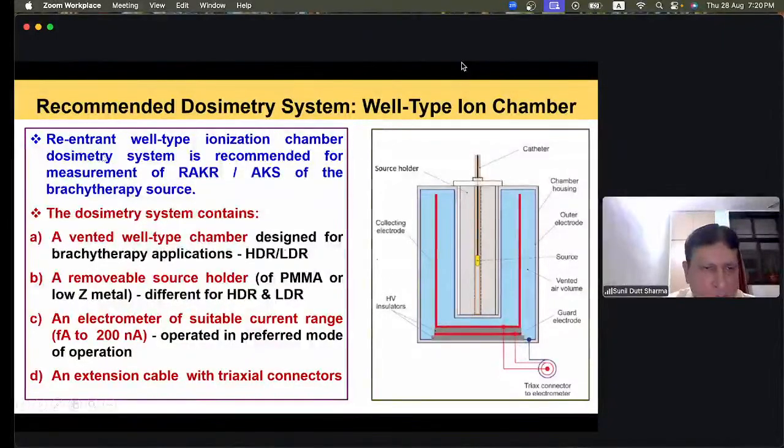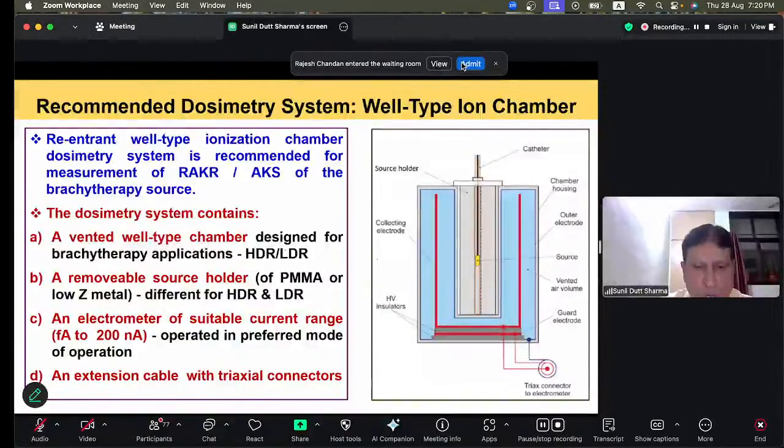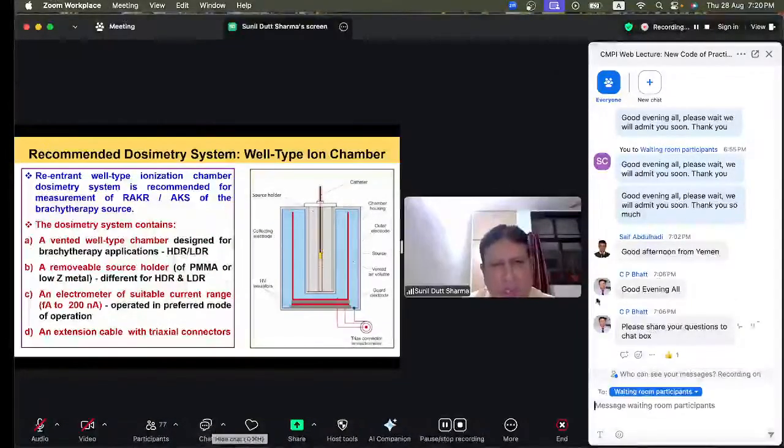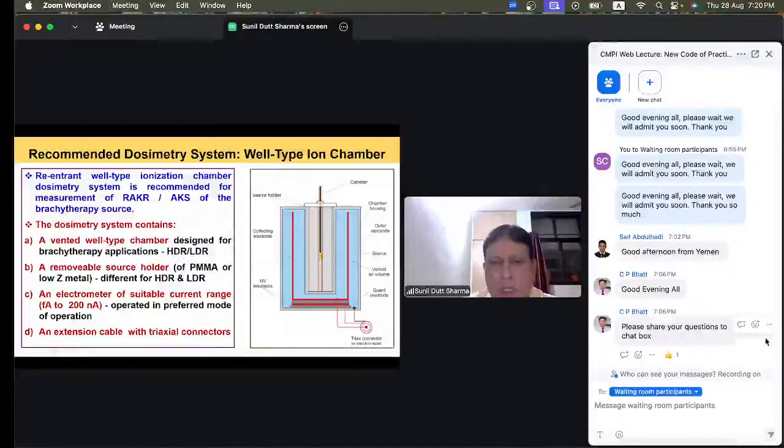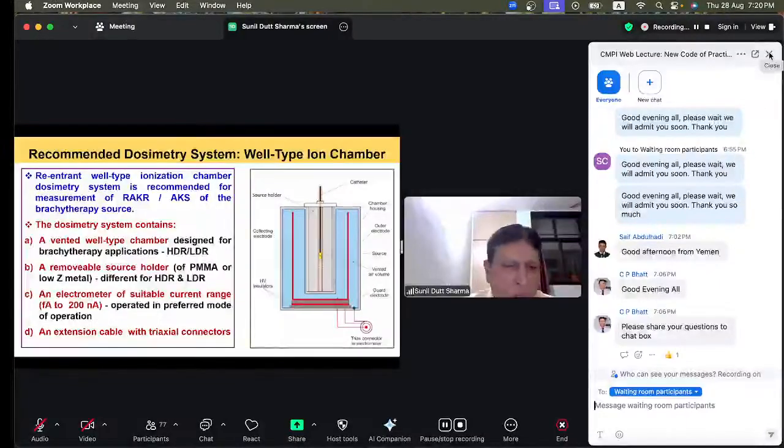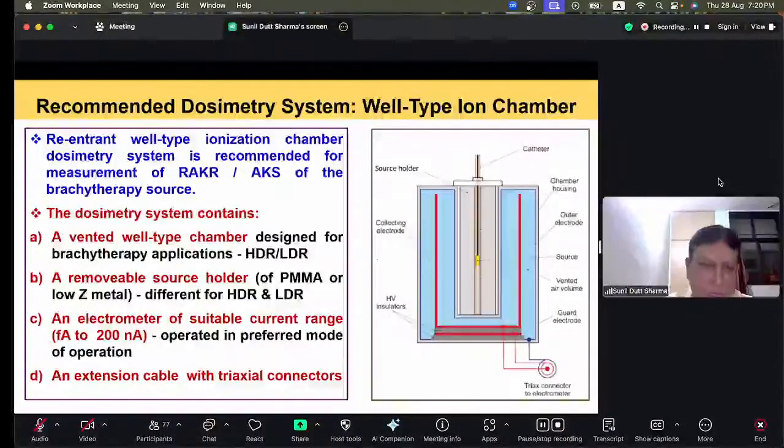So the bell type chamber is a vented bell type chamber designed for brachytherapy application, and this type of chamber is available from multiple vendors. I will show you some of the chambers which are available in the market. A removable source holder, usually made from PMMA, that is plexiglass as it is also called, or in some cases for low energy brachytherapy sources, metallic holders are also available. For example, aluminum holders are available for a Standard Imaging 1000 bell type chamber for iodine 125 seed source, which we are having at BARC.